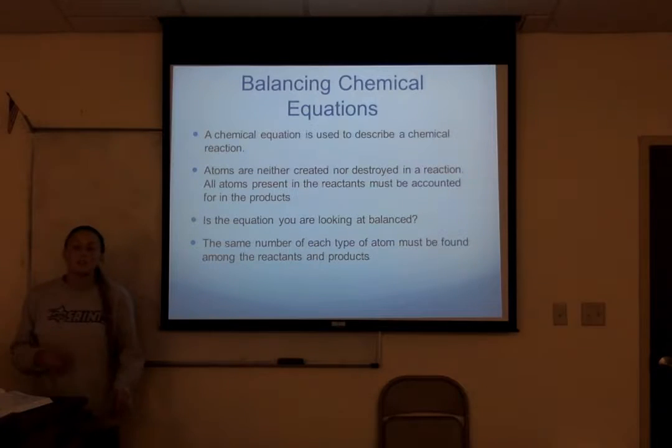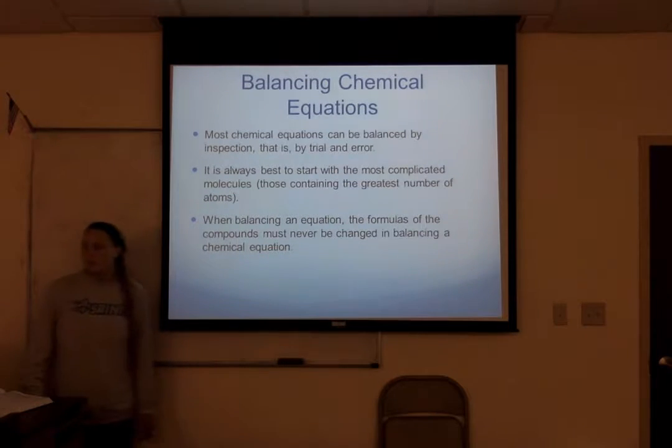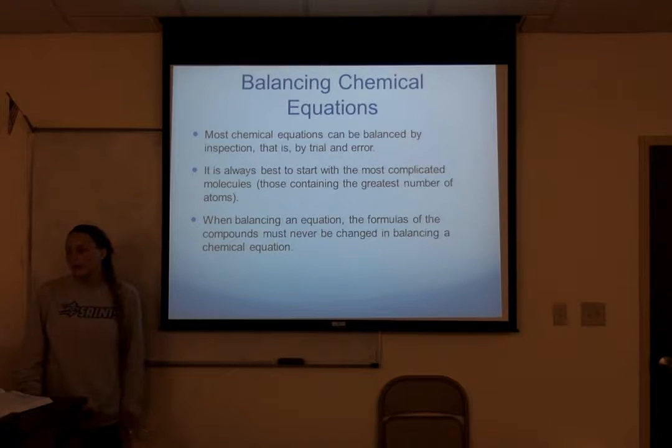When you're looking at an equation, you need to make sure that it's balanced before you start using it. The same number of each type of atom must be found among the reactants and the products. Most chemical equations can be balanced by inspection, that is, by trial and error. It is always best to start with the most complicated molecules, those containing the greatest number of atoms. The formulas of the compounds must never be changed in balancing a chemical equation.